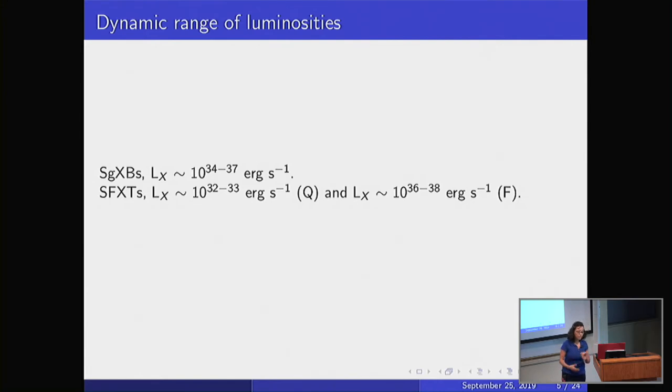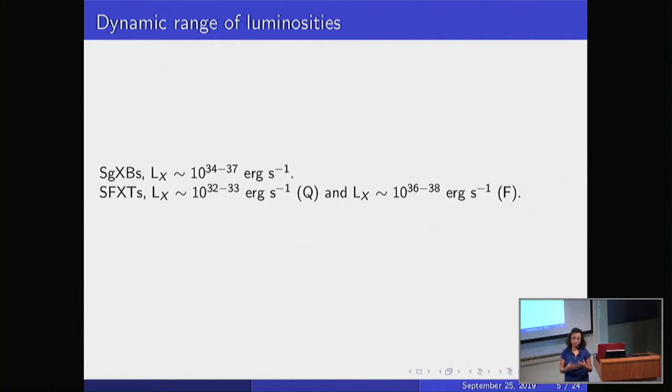Also I should make note of the range of luminosities here. In the case of persistent systems, the luminosity varies from 10 to the power 34 to 37, whereas in the case of the transient systems, the SFXTs, the dynamic range is very high. So you have the quiescent spectrum where luminosities are around 10 to the power 32 to 33, and in the case of flares, which you just saw in the last slide, it goes from 10 to the power 36 up to 10 to the power 30-something. So they are very luminous, and the dynamic range of luminosities for the two systems is also very different.